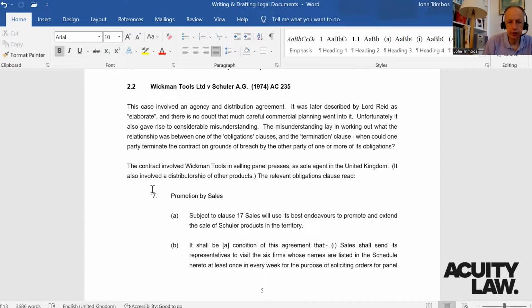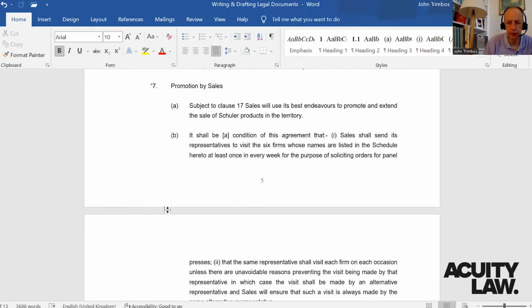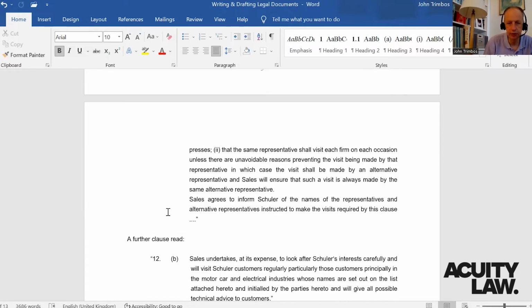And then underneath that, clause 7b, sales shall send its representatives to visit the 6 firms whose names are listed in the schedule hereto, at least once in every week for the purpose of soliciting orders for panel presses.